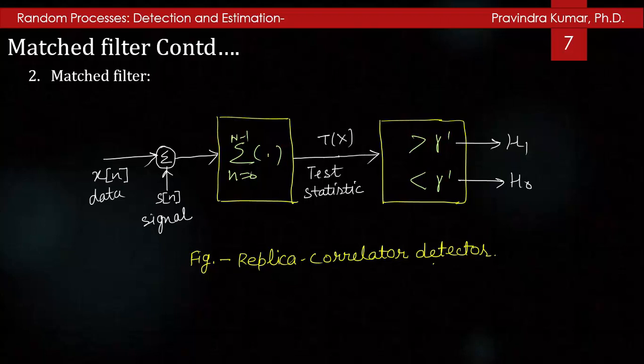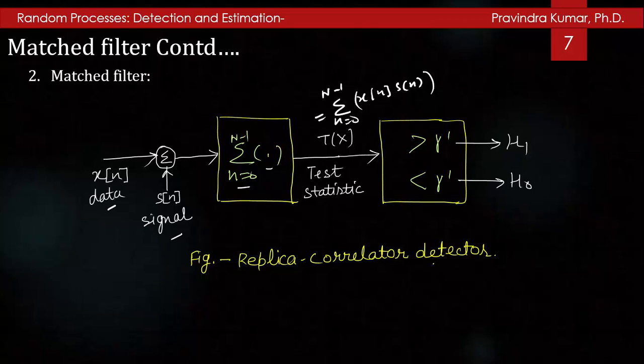And the block diagram for the replica correlator is given here, because the test statistic is the summation n = 0 to N-1 of x[n]s[n]. So from here the data x[n] and signal s[n], we take the summation of x[n]s[n] and get the test statistic. We compare this test statistic with the threshold value gamma dash, and if it is greater than gamma dash, then we decide hypothesis H1 is true. Otherwise, if it is less than gamma dash, then we decide in favor of hypothesis H0.